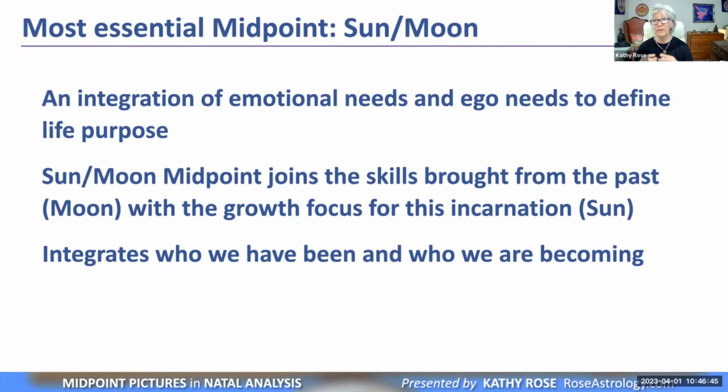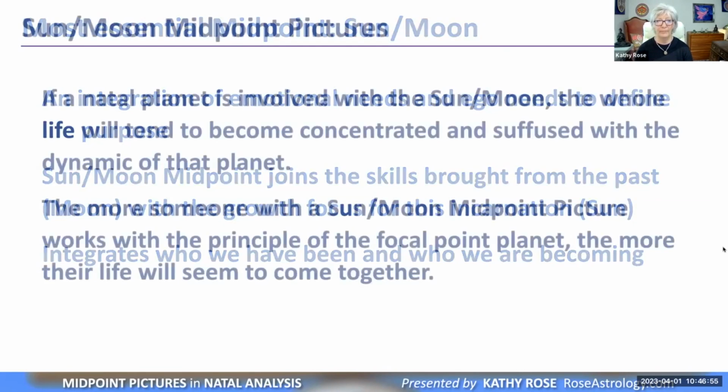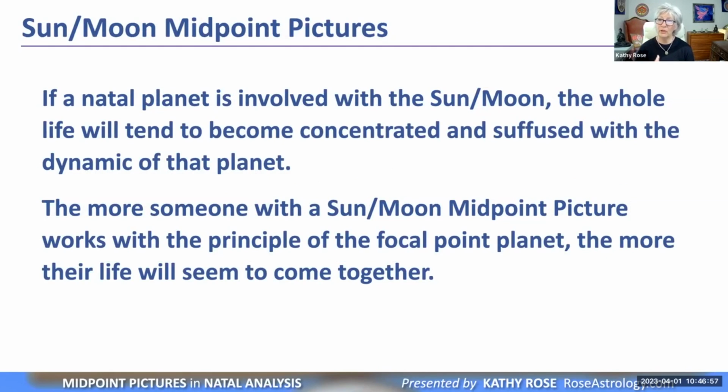And the midpoint is going to be the shortest distance between the two planets, by the way. So when you're looking at the 90-degree midpoint sort, the way you figure out the sign is you look at the chart.